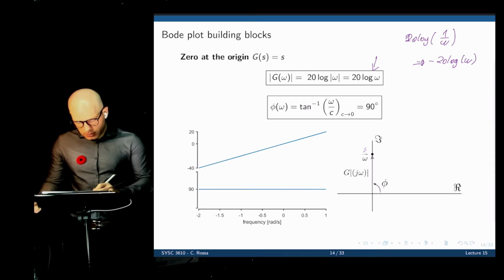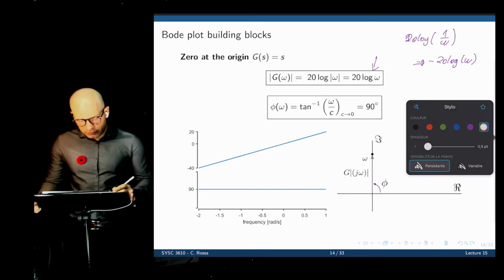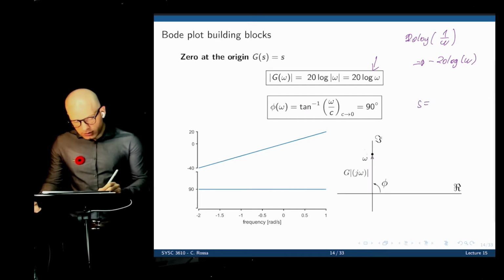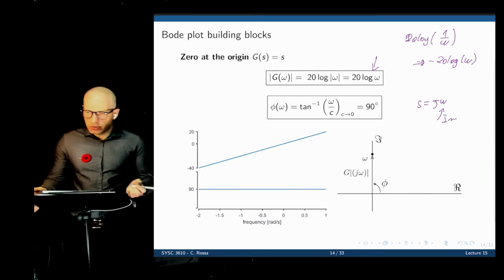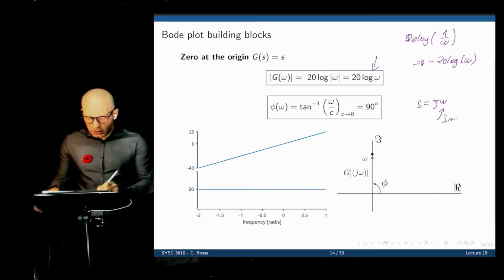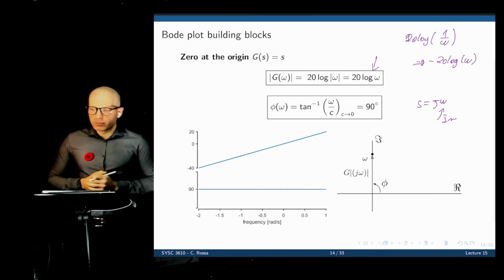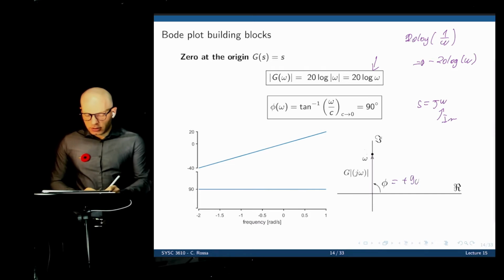Let me just clean this up. If you look at the real and imaginary part of this transfer function, now the transfer function is simply j omega. So here is the imaginary part. Real part is still 0. If you plot that, we see that we now are on the positive imaginary axis. The angle is now plus 90 degrees.